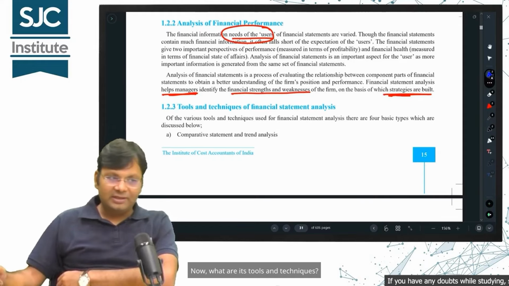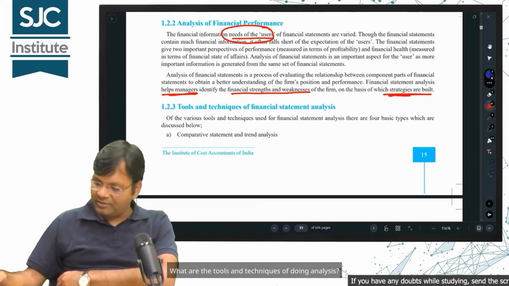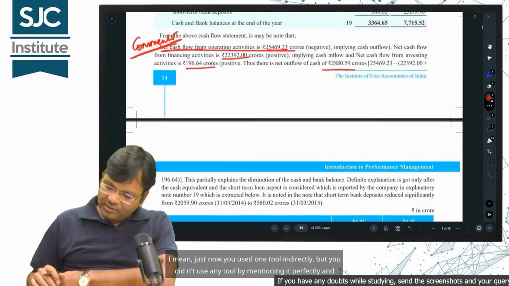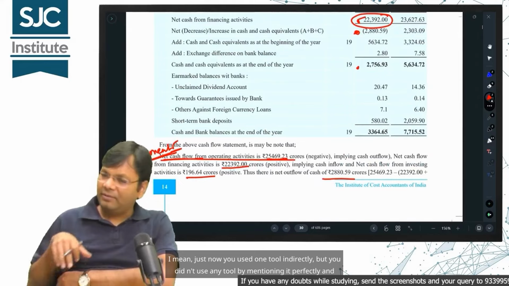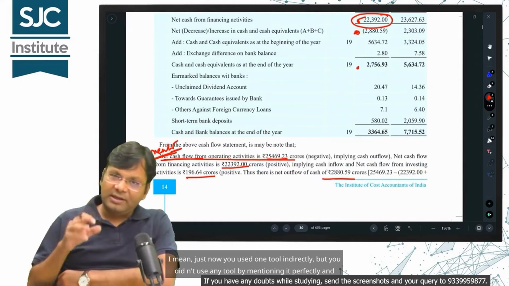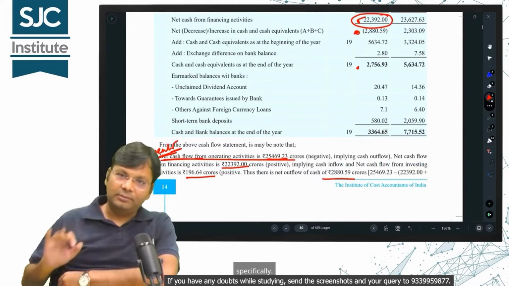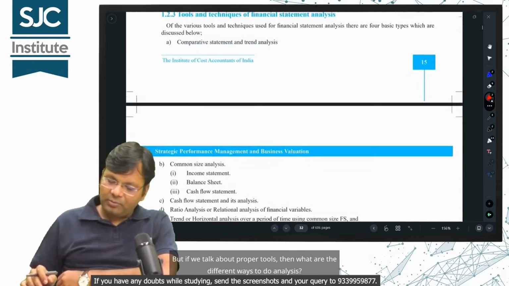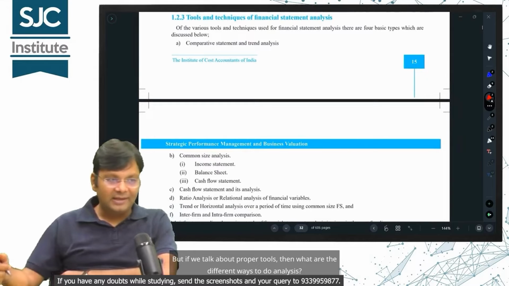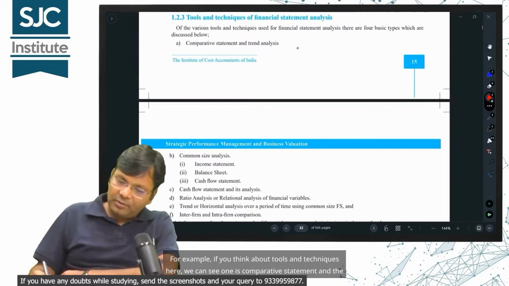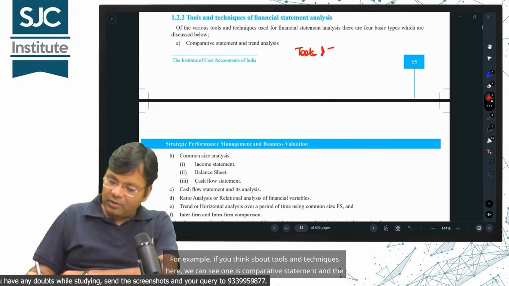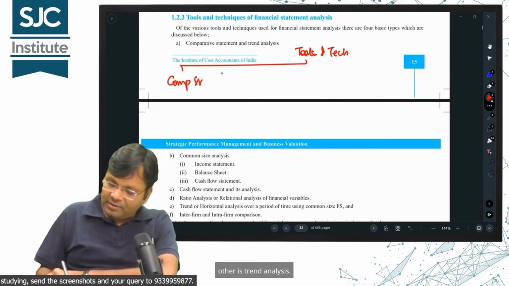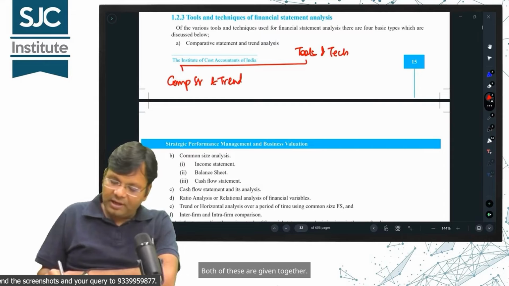Now, what are its tools and techniques? What are the tools and techniques of doing analysis? Just now you used one tool indirectly, but you didn't use any tool by mentioning it specifically. But if we talk about proper tools, then what are the different ways to do analysis? For example, one is comparative statement and the other is trend analysis. Both of these are given together.